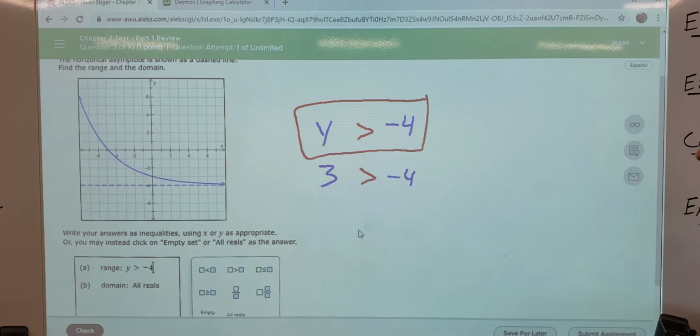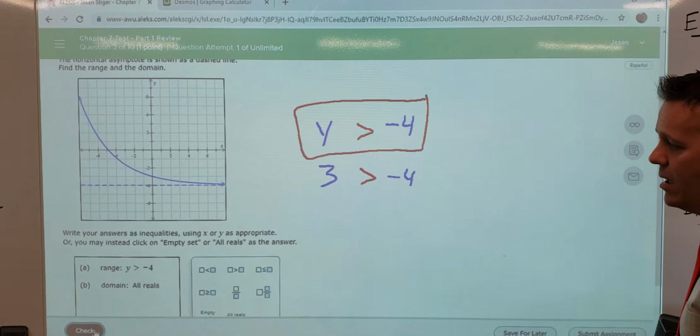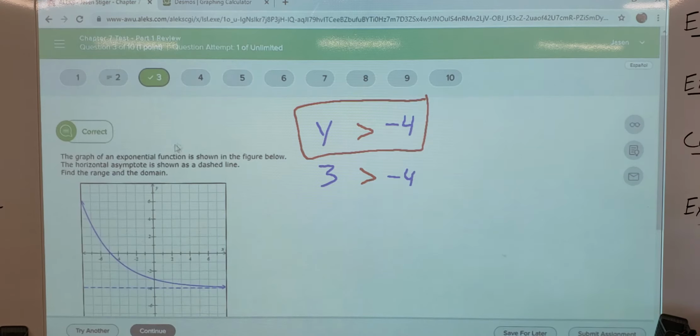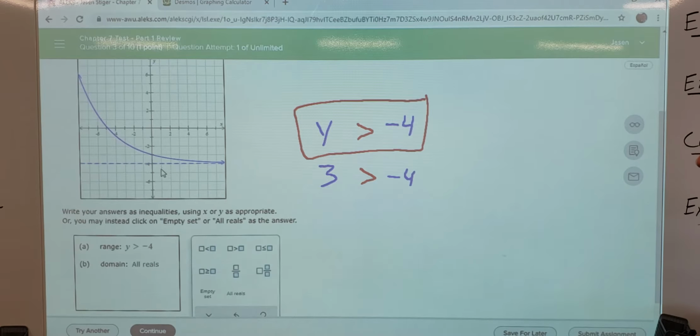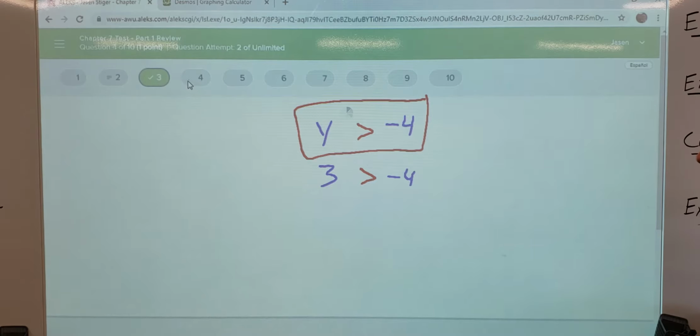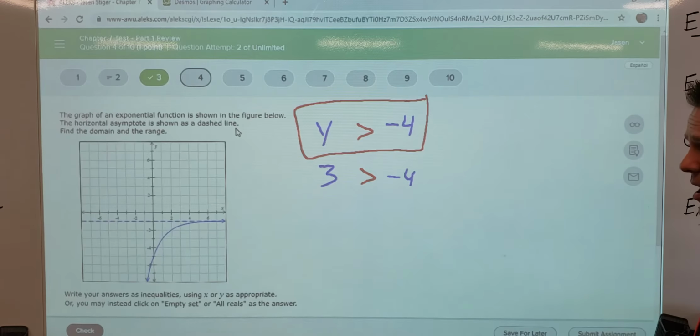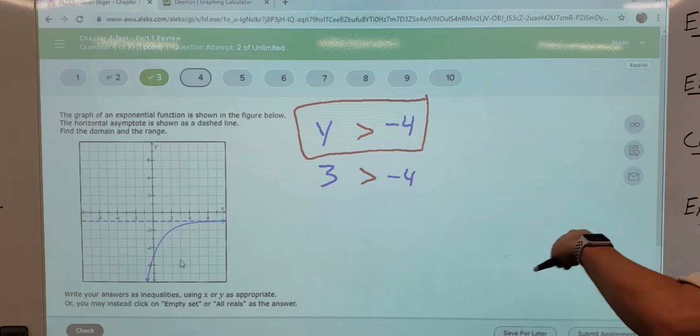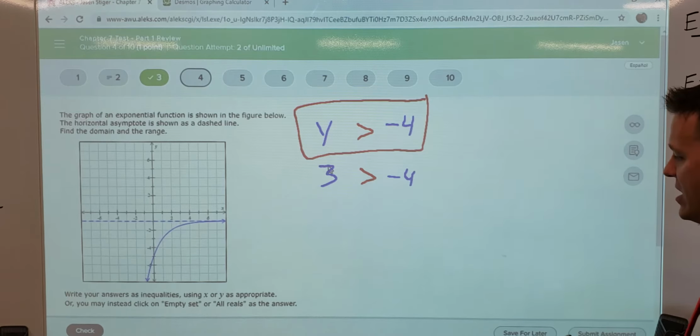Right? I typed in -4, hit check, and I'm correct. Okay, do that answer to make sure. Now 4, same thing, but it's going down. Mine is going down. Yours, you could have 2 going up. Make sure you guys check the same thing.